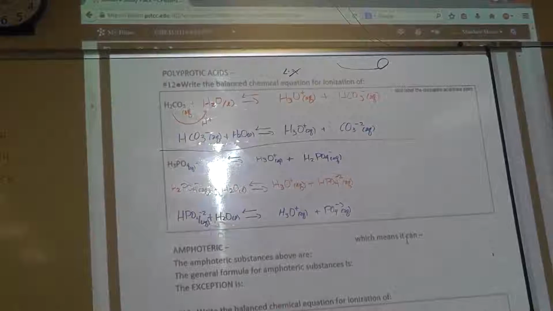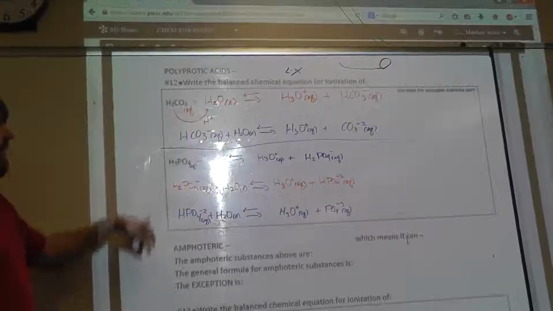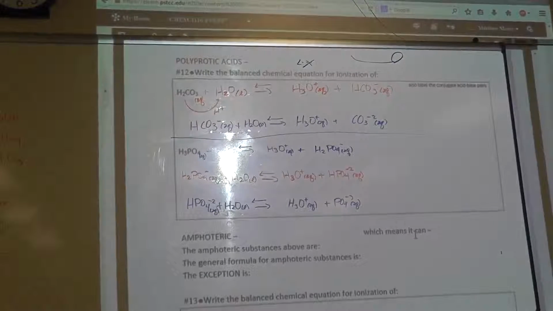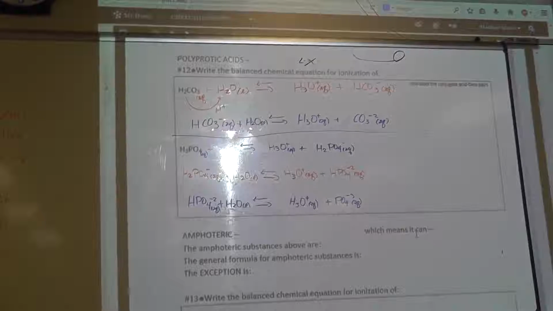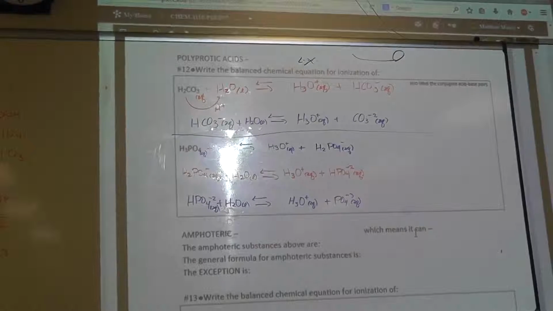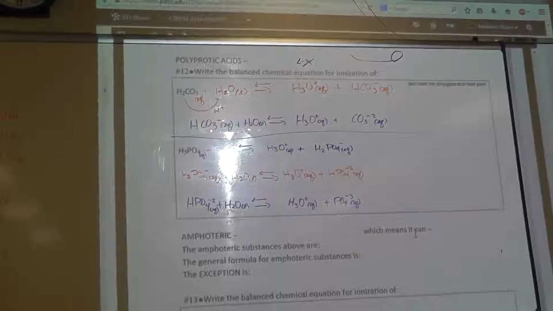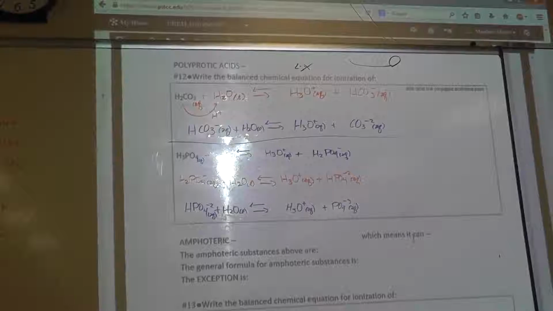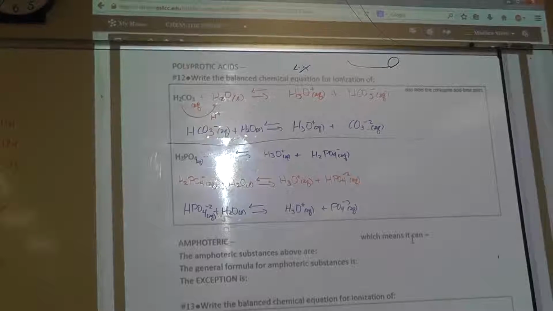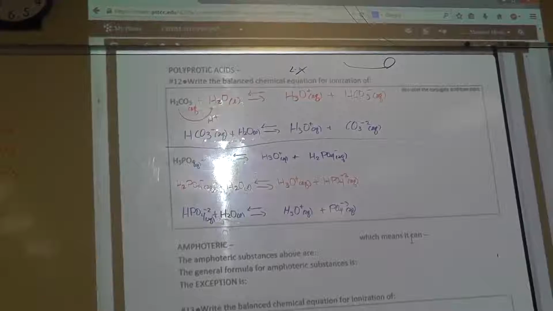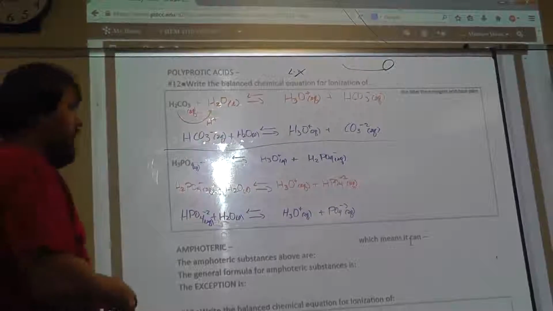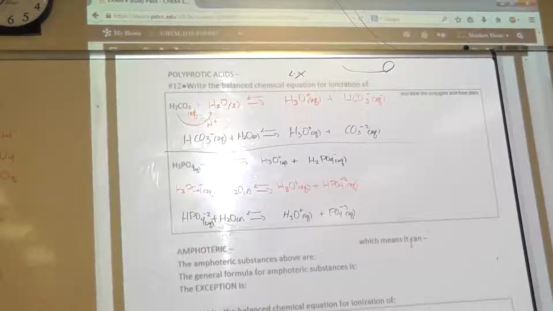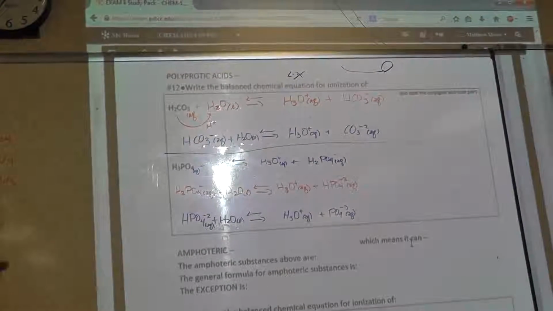So those would be the polyprotic dissociation reactions for phosphoric acid and for carbonic acid. For as many hydrogens as you have in front, you're going to have that many ionizations to break each one of those hydrogens off. Okay. Now we have a very interesting term that comes up here called amphoteric. An amphoteric substance is something that we talked about a little bit in either the previous chapter or the first part of this chapter.